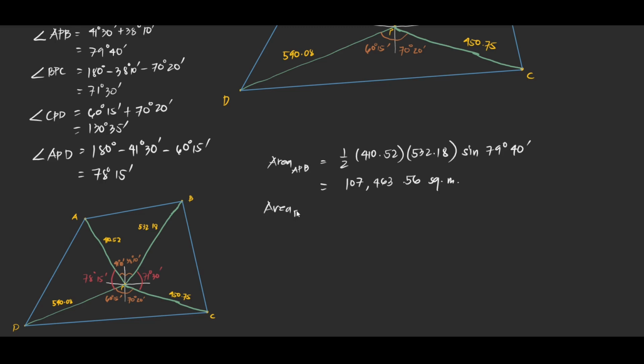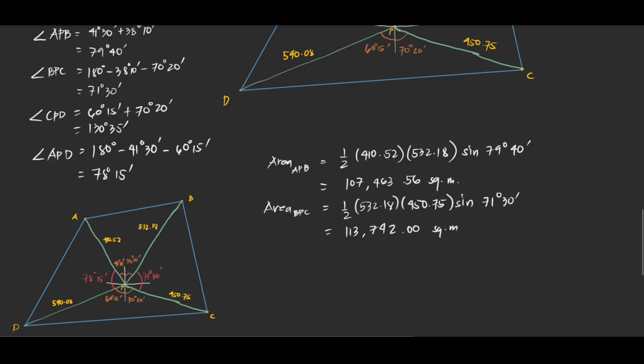And then let's now compute for BPC. So that would be 1/2. What are our sides here? 532.18 multiplied by 450.75, and then sine of our alpha here, which is 71 degrees and 30 minutes. So we should get 113,742.00 square meters. We are only using 2 decimal places here, because in the given lengths we only have 2.